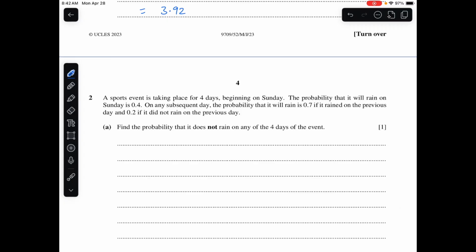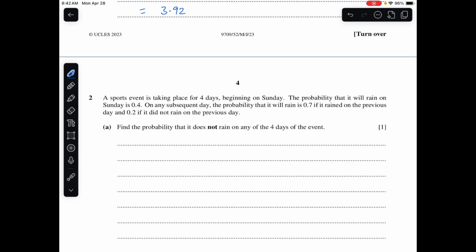A sports event is taking place for 4 days beginning on Sunday. The probability that it will rain on Sunday is 0.4. On any subsequent day, the probability it will rain is 0.7 if it rained on the previous day and 0.2 if it did not rain on the previous day. Find the probability that it does not rain on any of the 4 days of the event. So it doesn't rain at all.